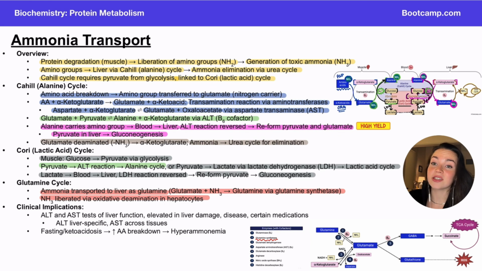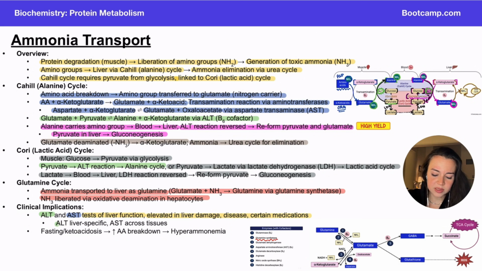There are some very high-yield clinical implications of the aminotransferases that we talked about in this video. The specific ones were AST and ALT, and we're only going to scratch the surface of this in this video. But AST and ALT are tests of liver function. We call them our LFTs, or our liver function tests. And these enzymes can leach out into the blood, and they can be elevated in things like liver damage or certain diseases or certain medications.